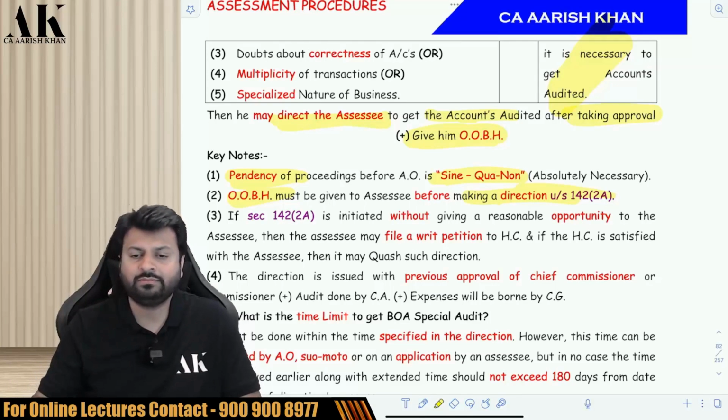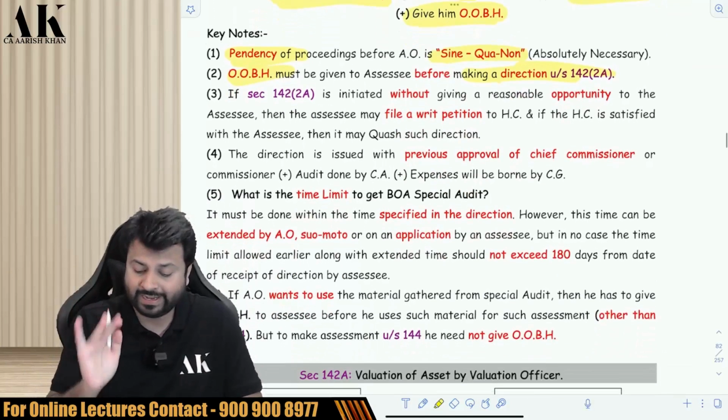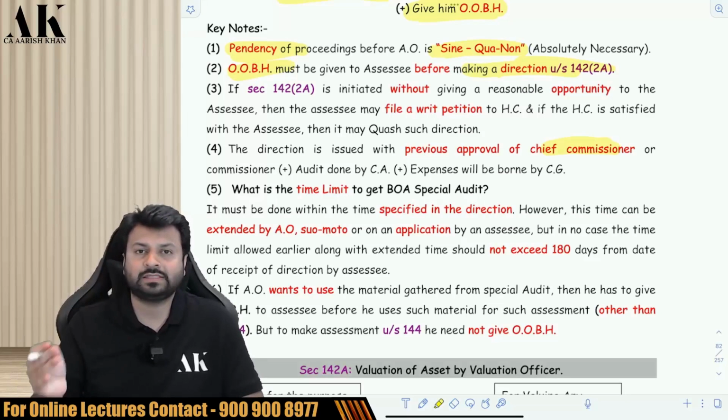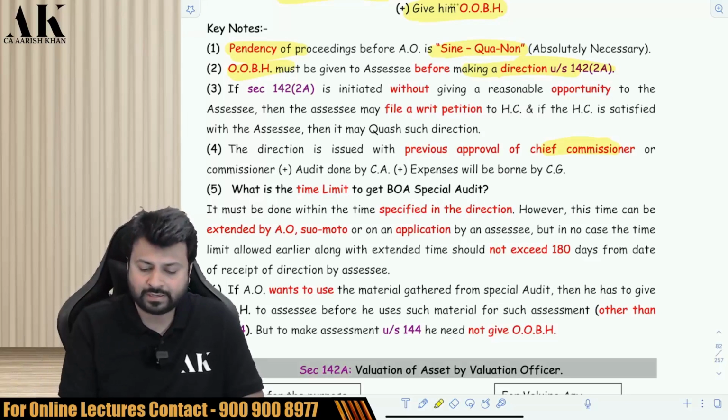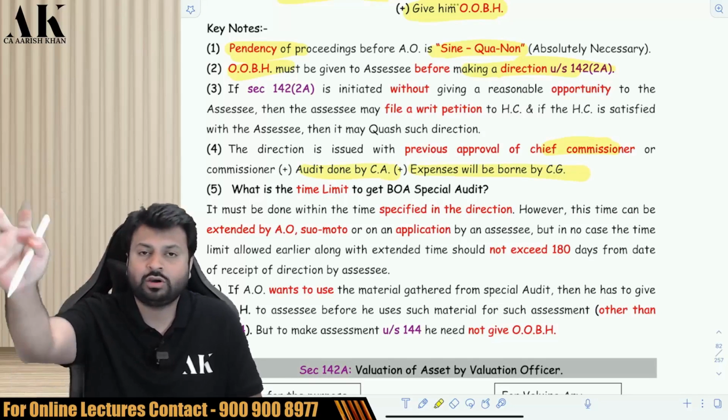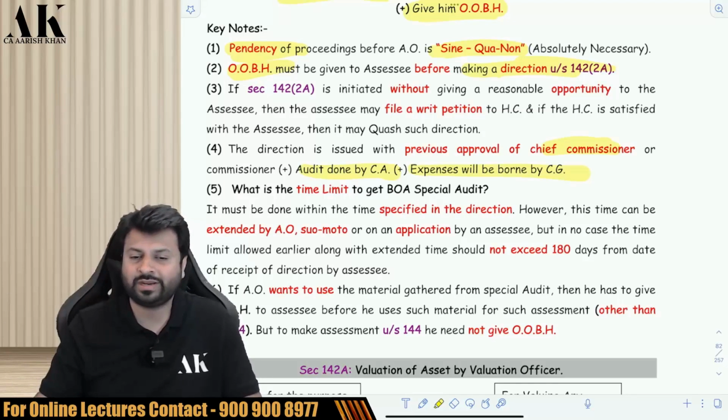So, you have to give him sufficient opportunity of being heard. Next, you have to take the previous approval of the commissioner, or chief commissioner, before giving the direction. Plus, who will bear the expenses? All the expenses will be borne by the central government. Audit will be done by a chartered accountant, and the expenses will be borne by the government of India. It is not the assessee who is going to bear the expenses.